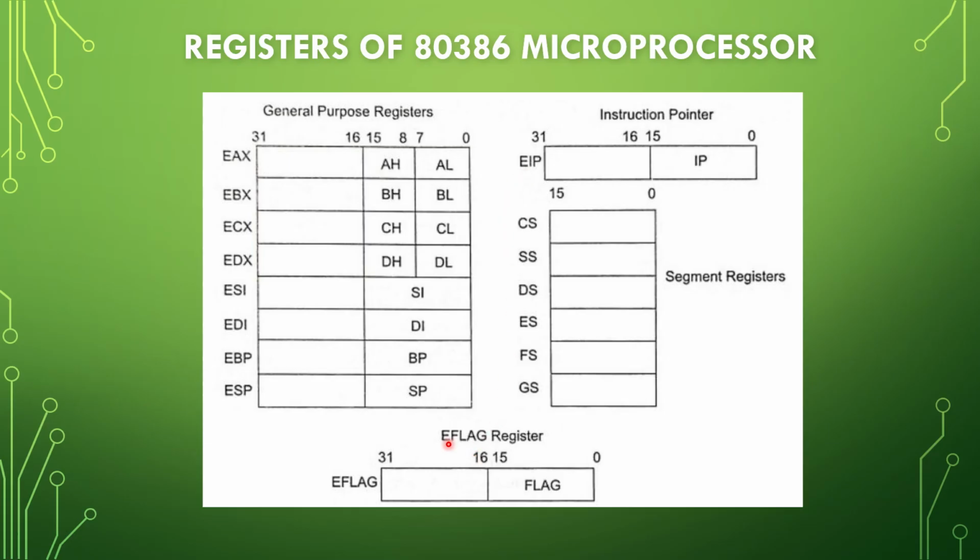Now comes the E-flag register. This 32-bit register contains various status flags which reflect the results of the arithmetic as well as logic operations, as well as the control bits for the processor operations. Okay, so these general as well as special purpose registers enable the 80386 processor to manage complex tasks and operate in different modes.